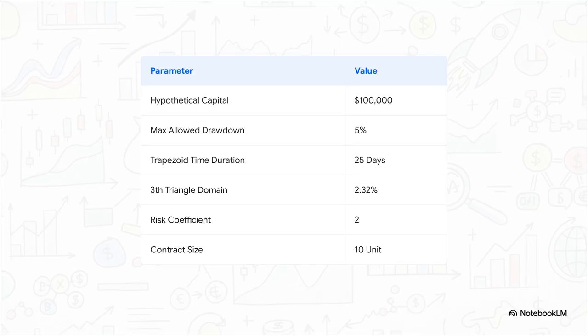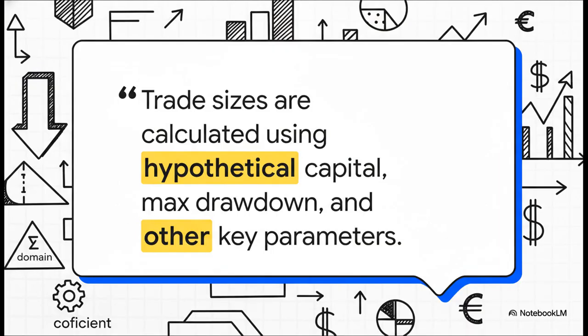Then we get into some system-specific inputs, a trapezoid time duration of 25 days, which seems to define a time window, and then a third triangle domain and a risk coefficient. All of these inputs get crunched together to figure out the trade size. And that brings us to a really crucial sentence in the documentation. It states exactly how the position size is figured out.